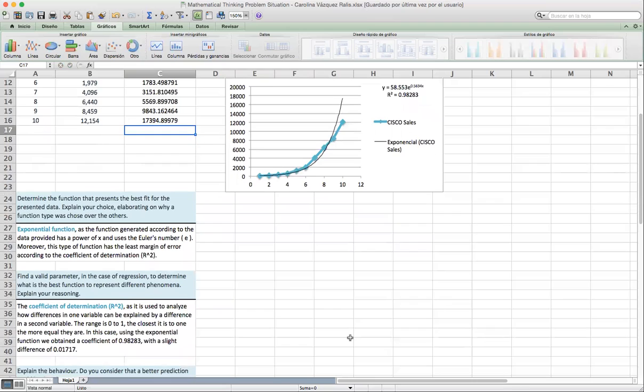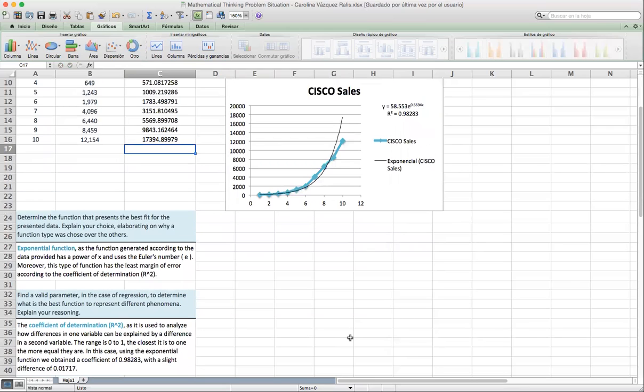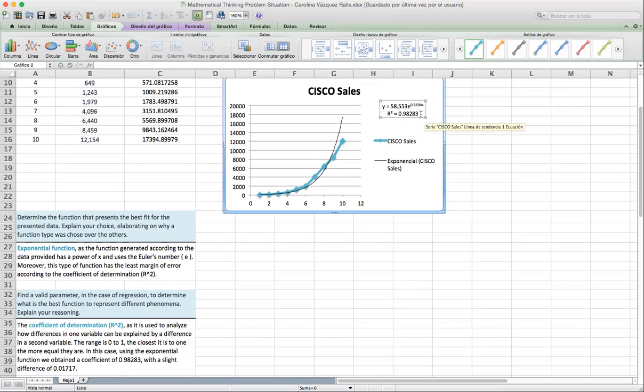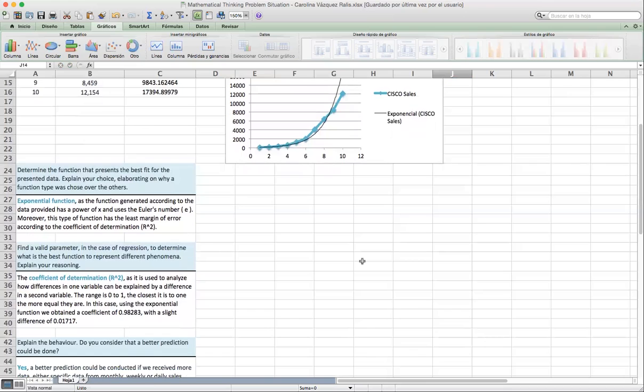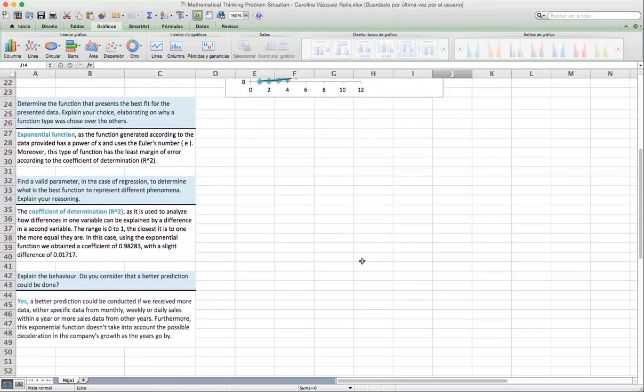So, as I was mentioning before, we can find that R squared is our valid parameter, as it is used to analyze how differences in one variable can be explained by a difference in a second variable. The range is measured from 0 to 1, and the closer it is to 1, the more equal they are. In this case, we can see that it is 0.98283, which has a very slight difference of 0.01717 from the actual value of 1. So it's pretty accurate.